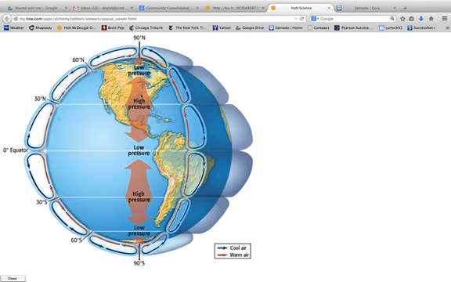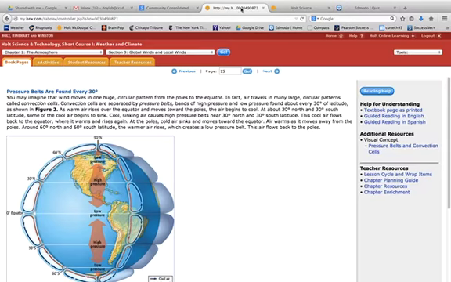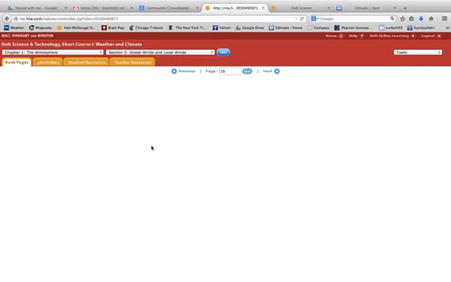So the relationship between air pressure and wind direction is that the wind always goes from a high pressure area to a low pressure area. And the wind could go north, or it could go south, or it could go east or west or any other direction, but it always goes from high pressure to low pressure.